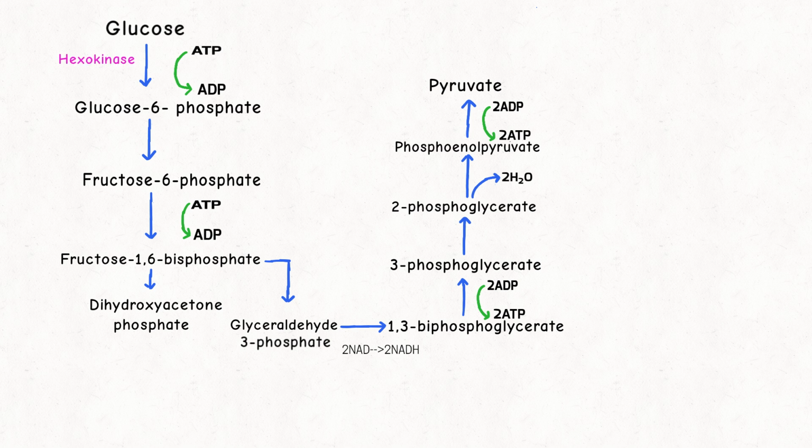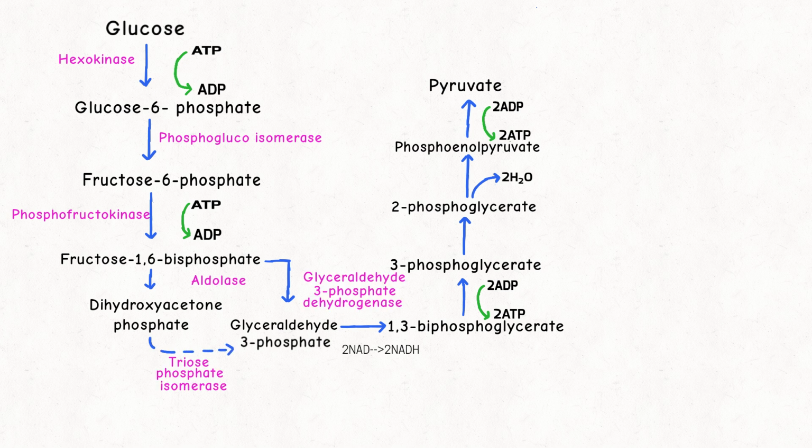Now let's look at the enzymes helping in all these processes. Each glycolysis process will produce 2 pyruvate molecules.